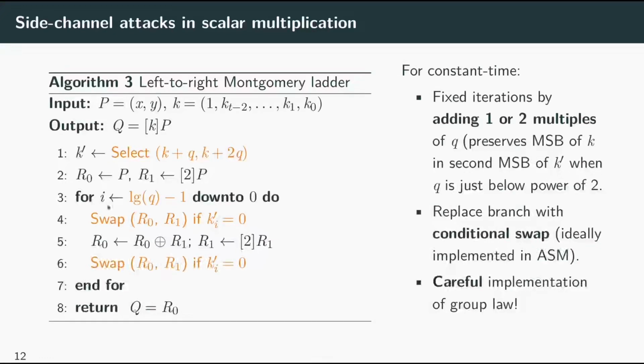Also, we need to be careful about the branches inside the loop, because there could be branch prediction or other microarchitecture features that leak information about the branch being taken or not. So actually, we can replace the branches with a conditional swap operation that will swap R0 and R1 without branches, depending on the bit of k prime being processed in this iteration of the loop. Typically, this conditional swap operation is performed in assembly to prevent interference from the compiler. Now, what remains for this implementation to be constant time is a careful implementation of the group law.